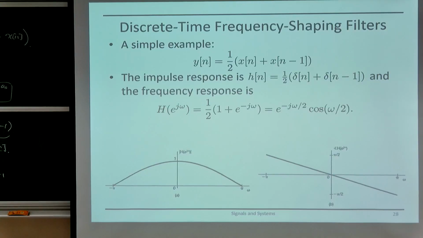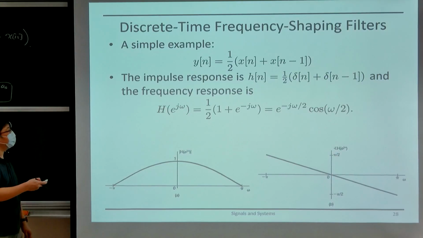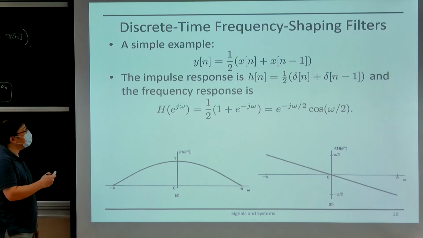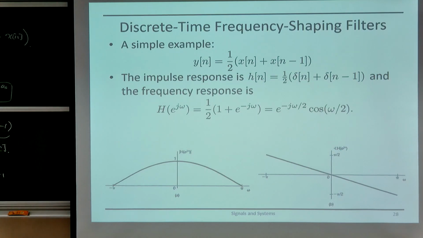So here what we have is a simple averaging filter. Right? Here the output is equal to the average of the most recent two inputs. Right? So we call this a two-point averaging operation. Okay.